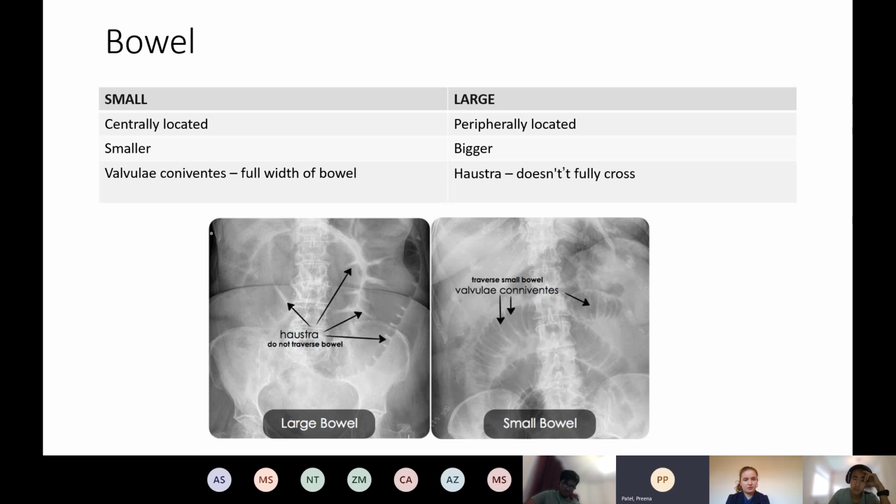And with the large bowel, the haustra don't go all the way across. And when you look for those, look across five or six different ones, because sometimes you can convince yourself that it does go all the way across when it doesn't, and then the one next to it doesn't. So you're like, right, which one is it? So just do an average of all of the ones you can see, basically.